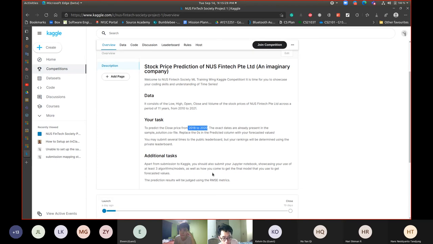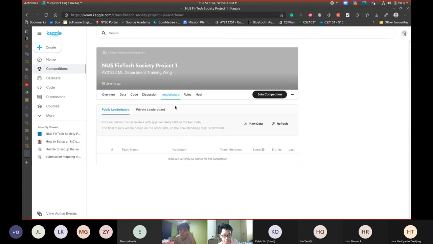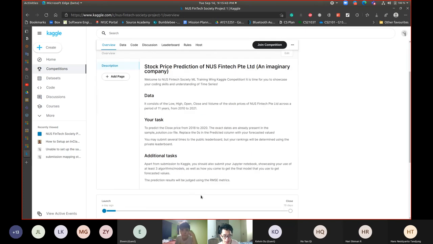Just keep in mind that apart from the submission to Kaggle, if you join the competition, you can make submissions to the leaderboard and see how you fare against other people in the workshop. Apart from making the submission, we will also require you to submit a Jupyter notebook. Highly likely you make your submission using a Jupyter Notebook instead of a standard Python script, so we want you to submit it also. This notebook, as per usual, should be annotated, right? It shouldn't just be full of code. There should be explanations as to why you do certain things.